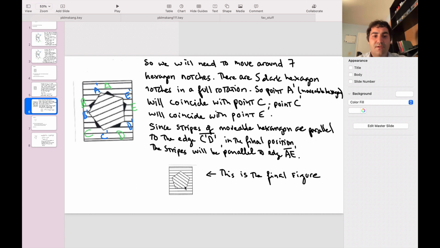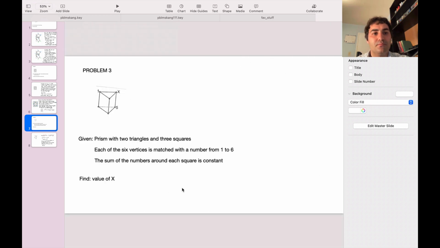So this is one of the answer choices. It was a multiple choice problem. So if we look at segment AE, it looks like this. So the stripes are going to be parallel to that. So that's what the figure is going to look like after we do the rotations.